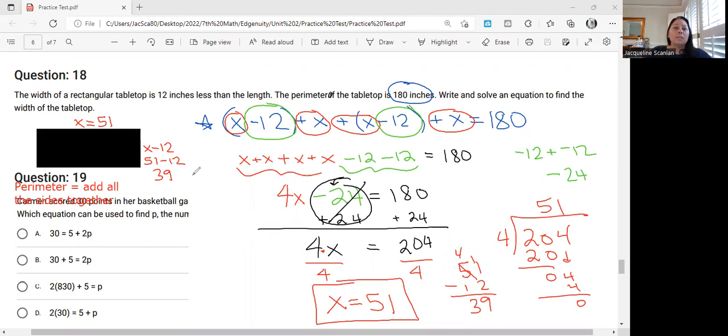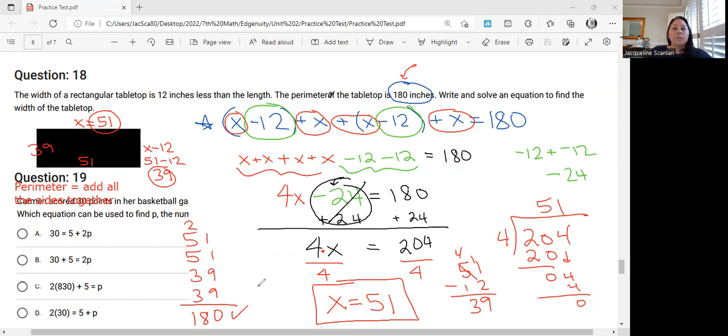The final check step, kids, is to add these all together. So if this length is 51, so is this length. And if the width is 39, so is this width. And so I could do 51 plus 51 plus 39 plus 39 and make sure that I get my perimeter of 180. That would be my check step. So 9 plus 9 plus 1 plus 1 is 20. 5 plus 5 is 10. Plus 3 is 13, plus 3 is 16, plus 2 is 18. And it checks. My perimeter is 180.